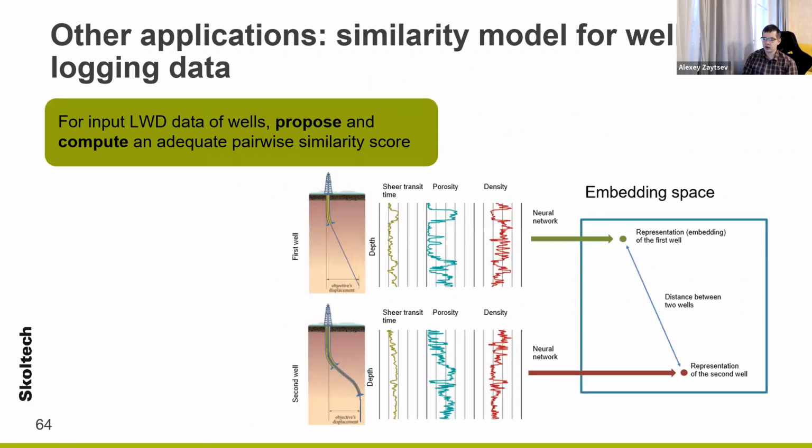So the problem is the following. We have data on a set of wells here. And for each well, we have this logging data with 4 features available. Here is some example of time series related to each well, to each drilling. And so we want to produce some embedding, so our representation produces meaningful distances.